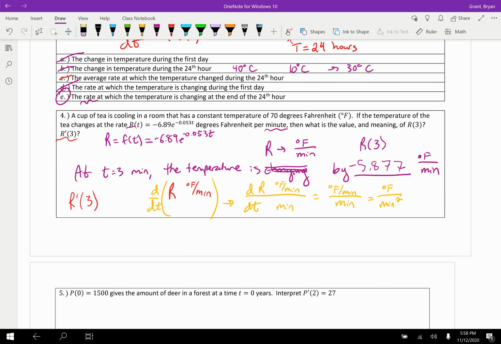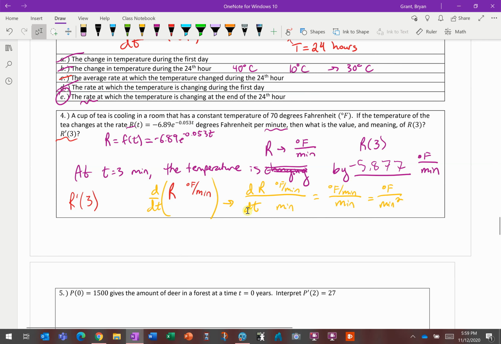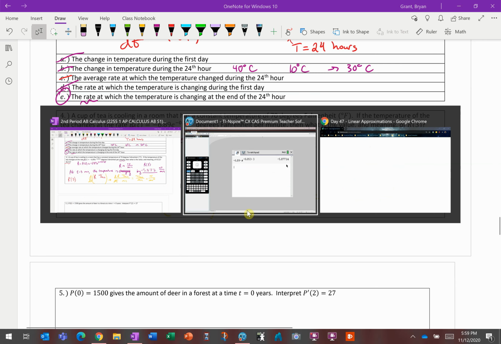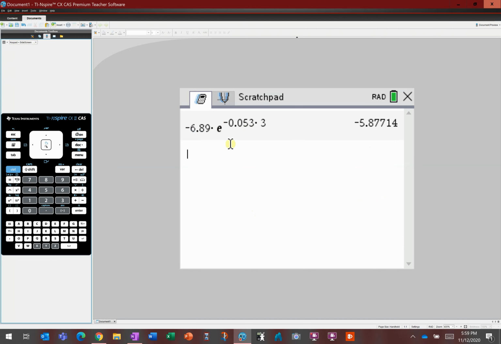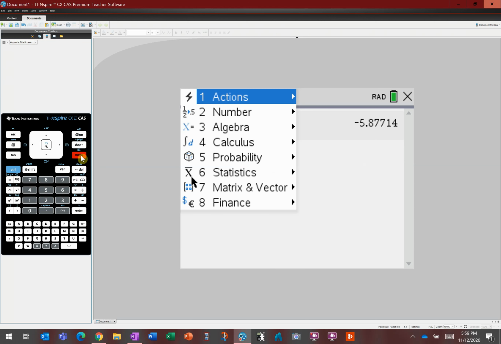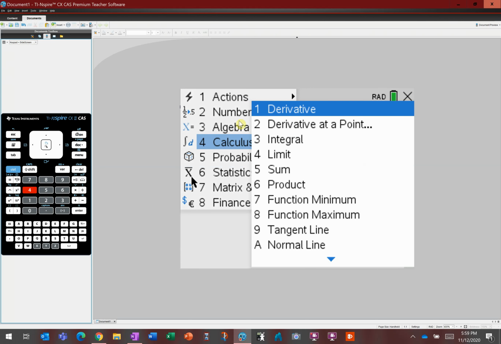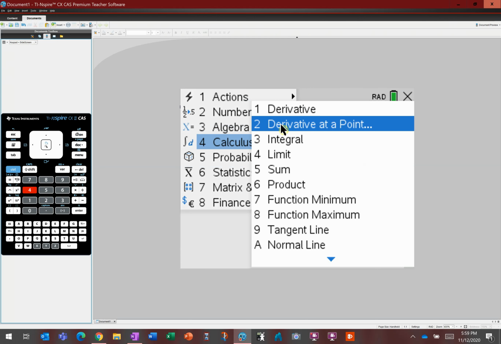To find r prime of 3, we're going to go back to that calculator. And the reason we're going back to the calculator is because we're going to have the calculator do all the work for us. We don't want to forget our cool uses of our calculator. And this is an accepted and actually expected use of our calculator. This is my function up here. So I'm going to go Menu, Calculus, and then Derivative at a point.